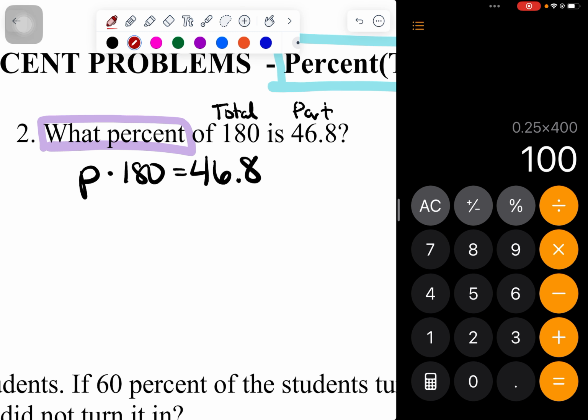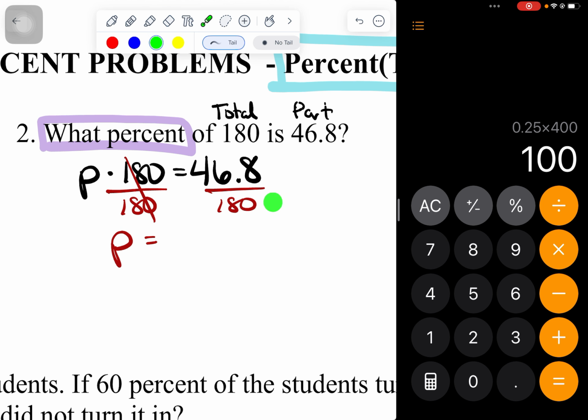So in order to undo multiplying by 180, let's go ahead and divide by 180. All right. And I am certainly not going to do 46.8 divided by 180 in my head. No. So this I'm going to put in the calculator. So let me clear it out. So 46.8 divided by 180. Okay, and I got a decimal, 0.26. That is not the percent. That's the decimal equivalent to our percent.